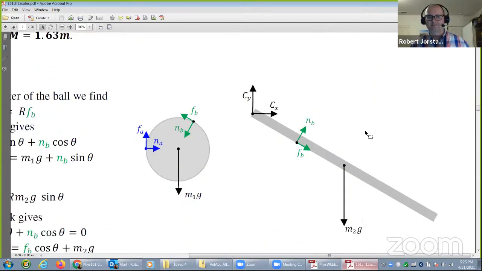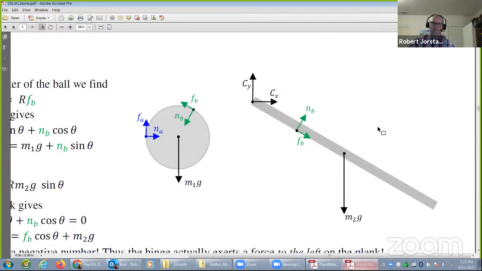There's our pictures. So far, so good. Now, in this case, I want to first consider the ball. Isn't this much easier to see when you do separate FBDs, right? But in this case, I want to think about torques on the ball.